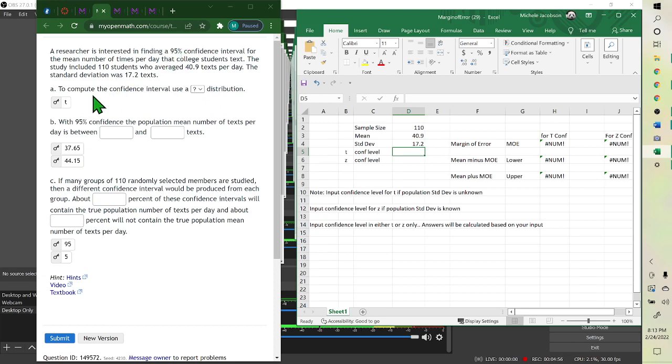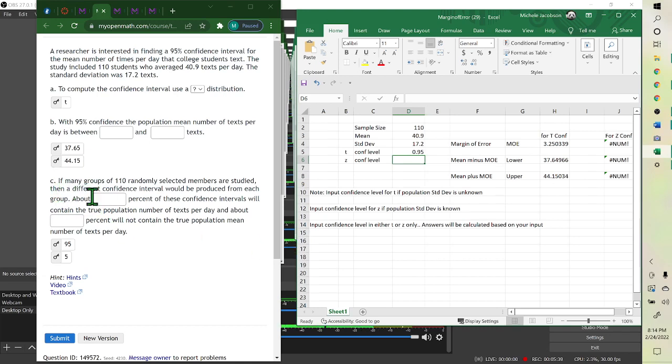0.95. Now it says to compute the confidence interval, it's a t distribution. The reason it's a t-distribution is because the standard deviation was from her sample, not from a population. And so our 95% goes with the t confidence interval, 0.95. To the 95% confidence interval, once you type in your data, it's right here. 2 decimal places, I think it said. So 37.65 and 44.15.